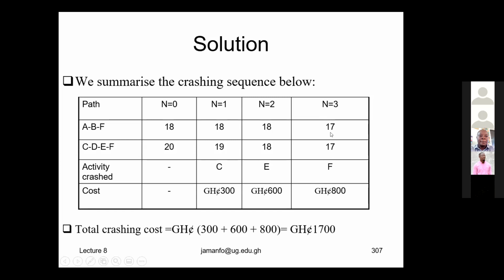But if we crash F, it will bring the project completion time to 17. So at this point, we can end. And the total crashing cost will be 300 plus 600 plus 800, which will give us 1,700. A typical examination question would ask you what would be the total crash cost or crashing cost. You need to compute this for us, okay?